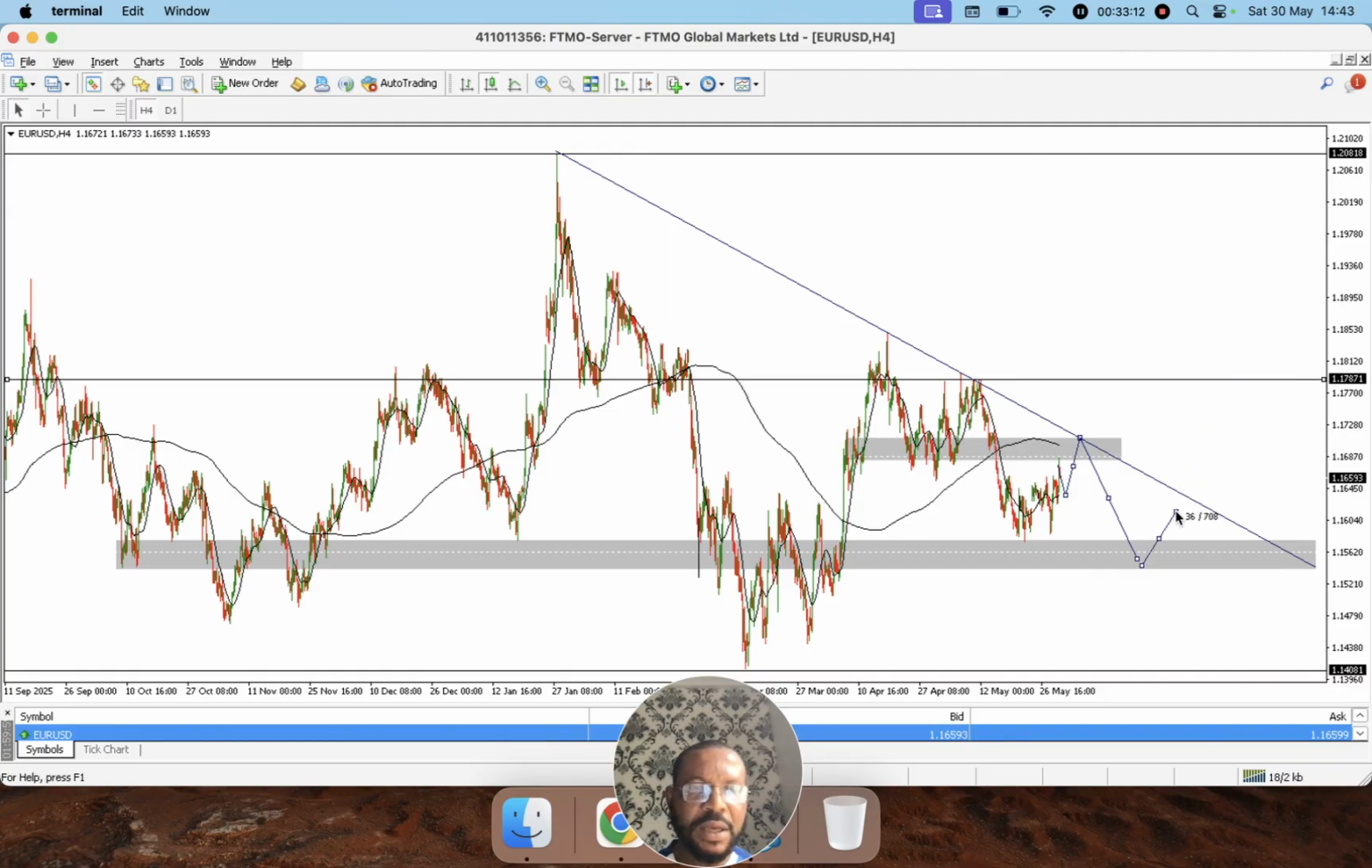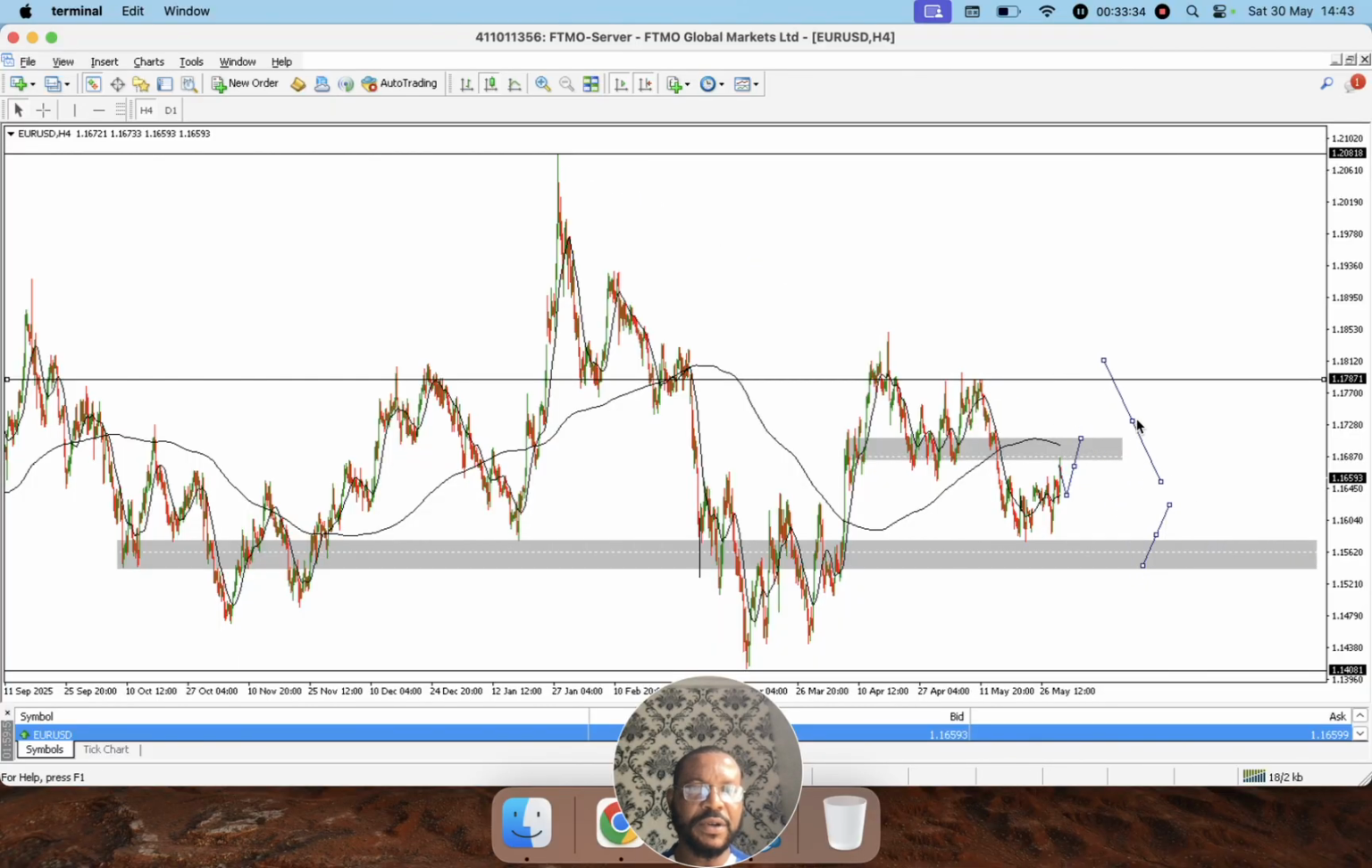So when you start buying the Euro USD from here, be wary of this trend line. Once this price is able to break above here, cool. Then I'm expecting the Euro USD to eventually come back to this supply area at this point. So, let me just remove this trend line so I don't confuse you guys.